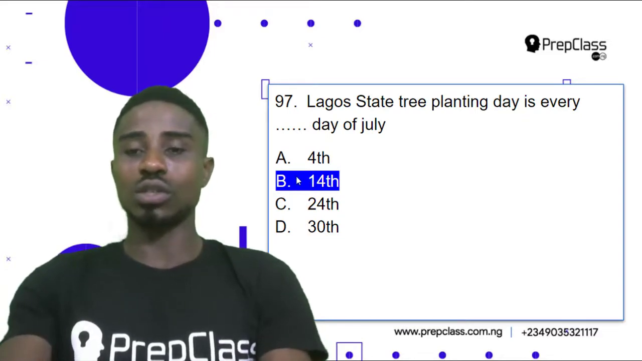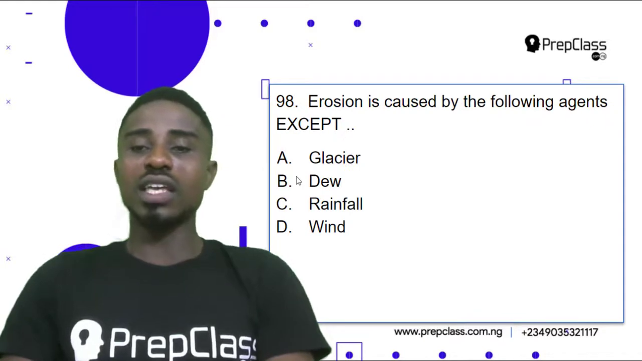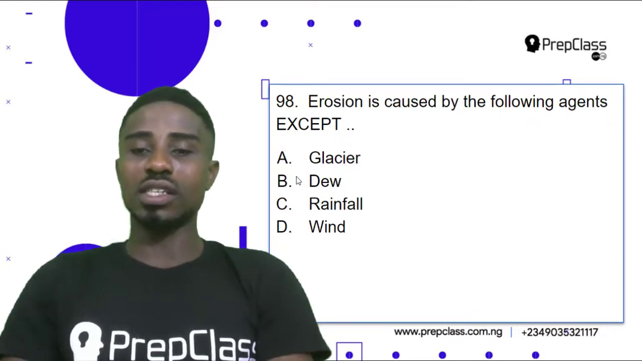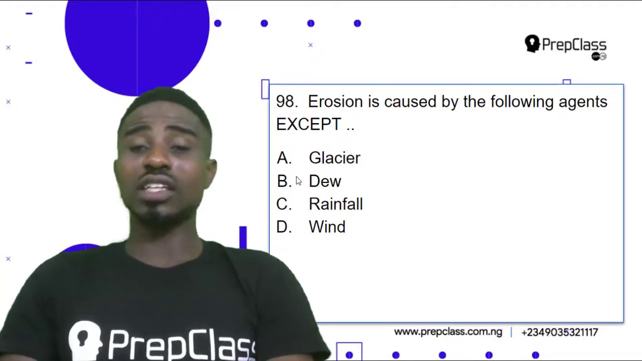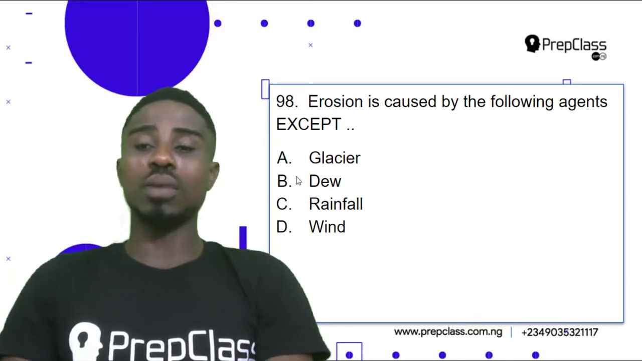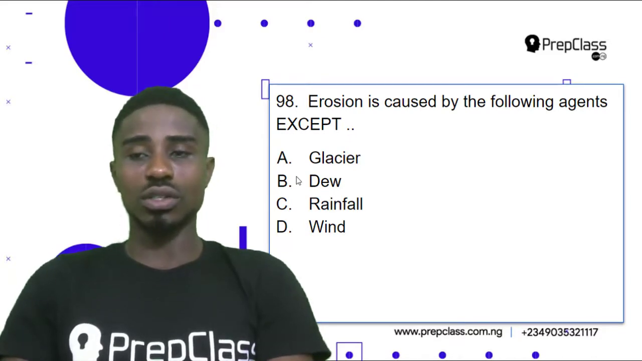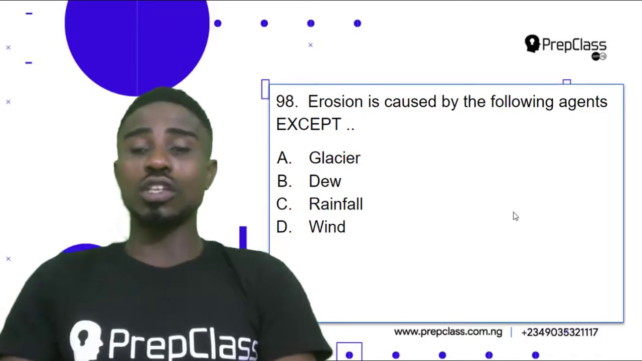Let's look at the next question. Question 98. Erosion is caused by the following agents except A, glacier, B, dew, C, rainfall, D, wind. For us to carefully select the correct answer, we need to analyze all of the options and see which one best answers our question. So first, we need to know what erosion is.